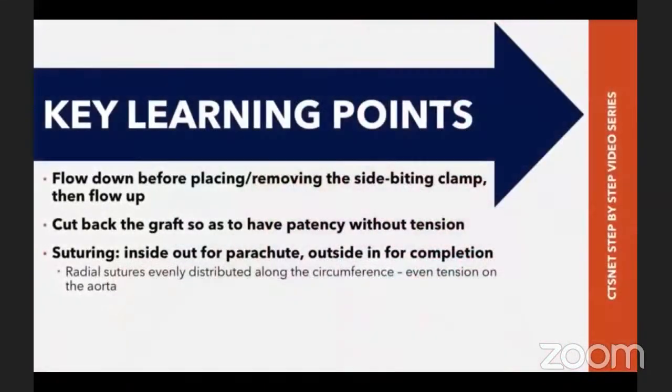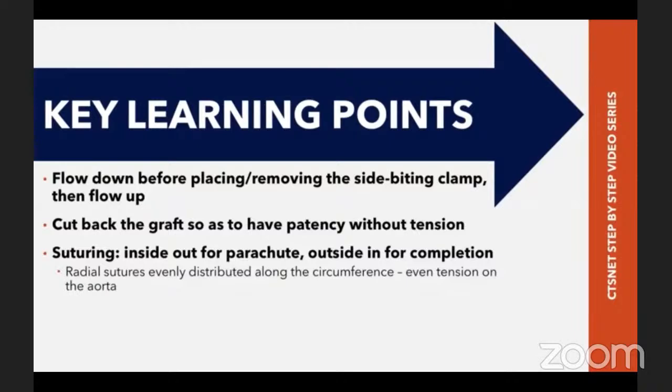The procedure can be summarized in 3 key points. The command for flow to reduce is given before placing or removing the side biting clamp. Just after each, the command is given for flow to increase. In preparing the graft, cut it in such a way as to ultimately keep the flow patent, without tensioning or stretching either the graft or the aorta.